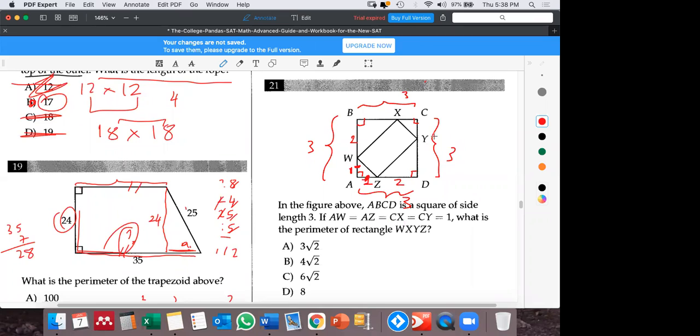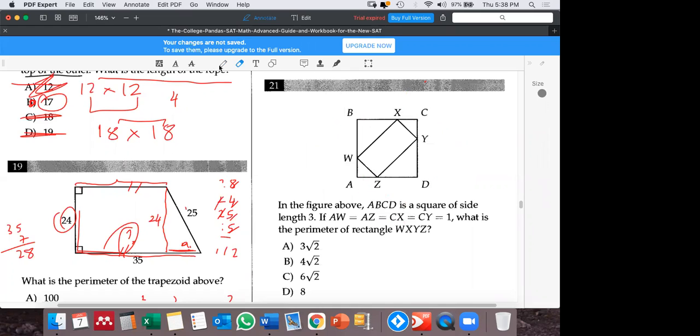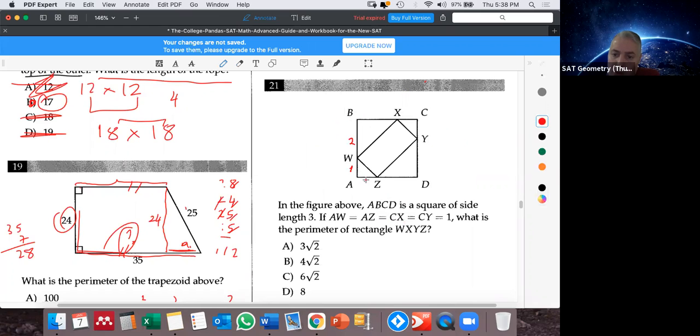Sir, how do you know it's 3 in total? Given. Sorry. Yes, given. So now 1, 2, 1, 2. And then AZ is CX. CX is equal to CY is equal to 1. So this is 1, this is 1. So this is 2, this is 2. So what is left? Everything is given now. What is the question? Perimeter of WXYZ.